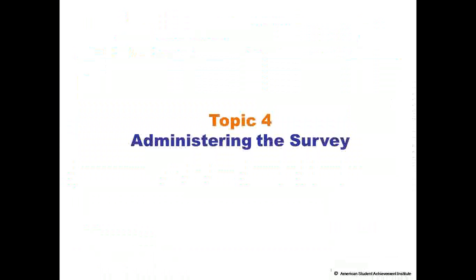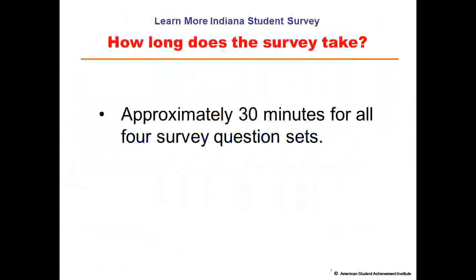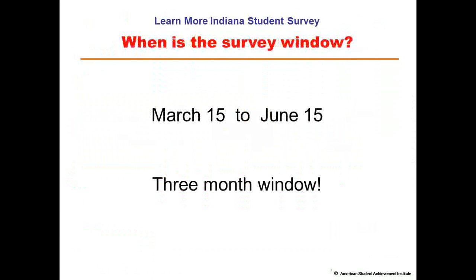Okay, so let's move on and talk about administering the survey. First of all, the survey takes about 30 minutes for students to do all 4 survey question sets. So about 30 minutes is what a student would need to do the survey. The survey window is March 15th to June 15th. It's a 3-month window.